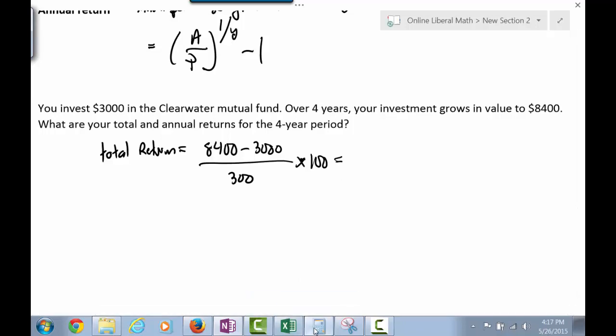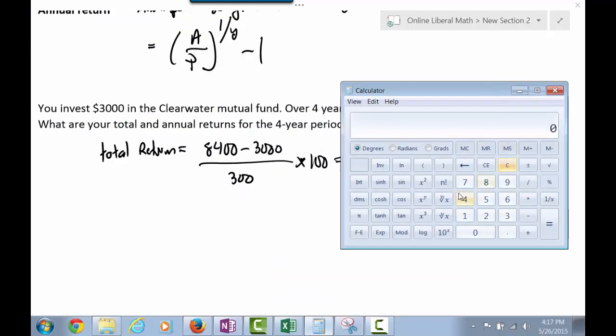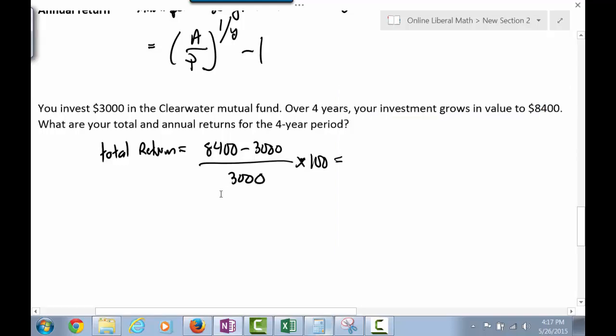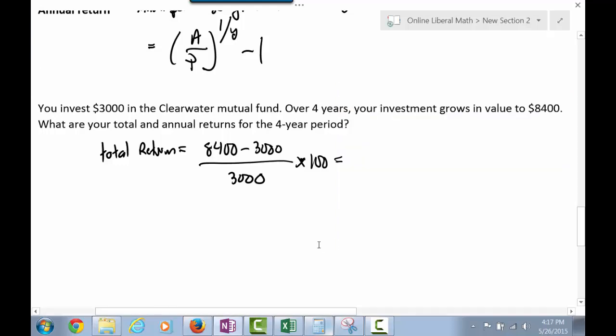So we have 8,400 minus the 3,000, divided by the, oh sorry, that should be 3,000. Sorry about that. And then multiply that by 100. So that's 180% on the return.